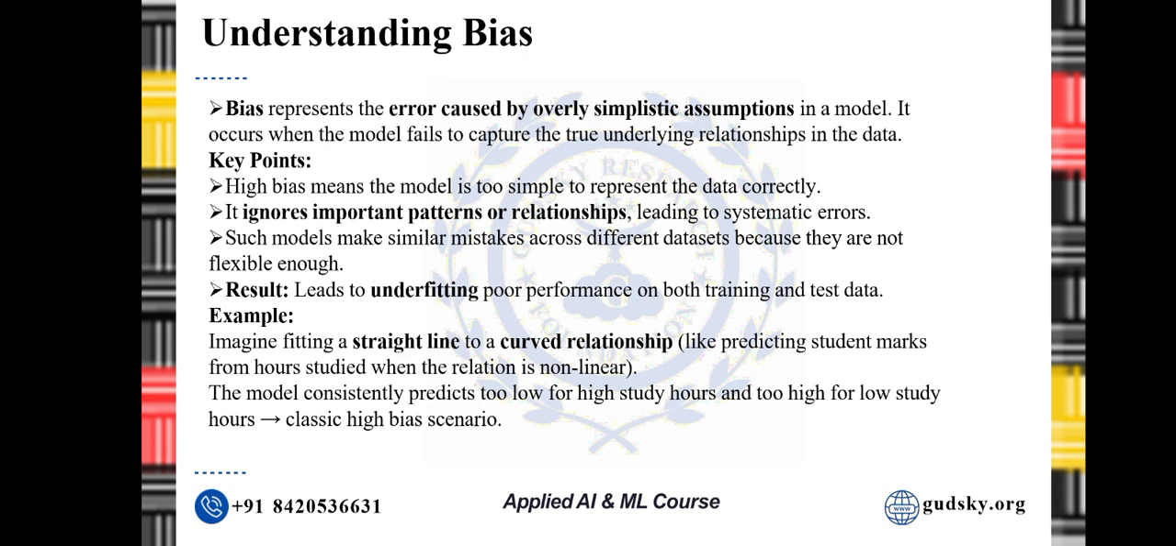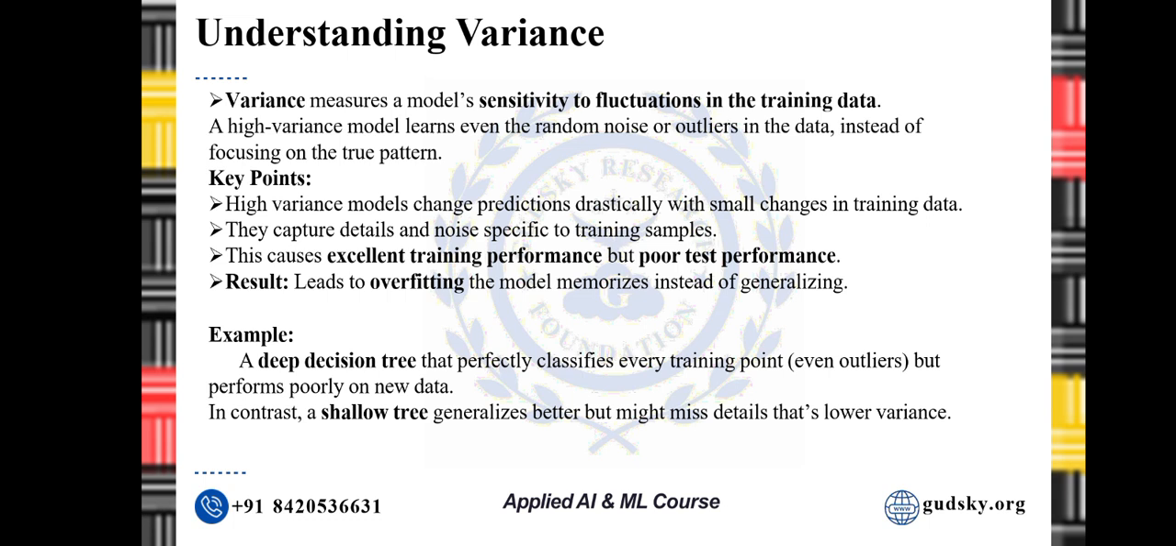So remember, high bias equals a model that is too simple. The model ignores patterns, which leads to underfitting and gives poor performance on both training and testing data. In short, high bias equals lazy learning. The model isn't trying hard enough to understand the true relationship. So this is the understanding of bias. Now we'll move to the next slide, that is understanding variance.